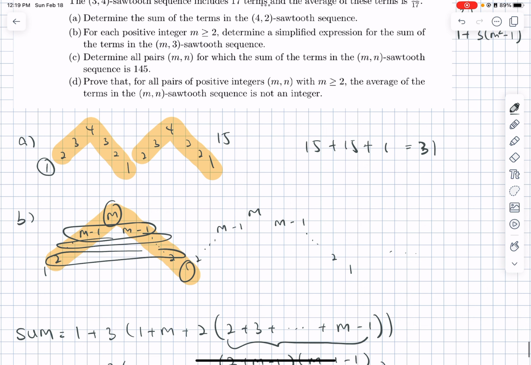So part C, we want to determine all pairs m-n for which the sum of the terms in the m-n sawtooth subsequence is 145.